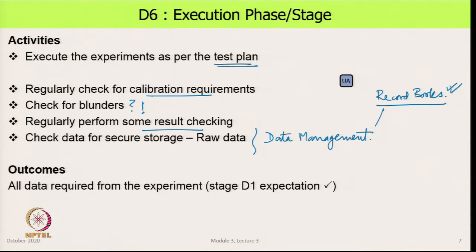So, this is a thing that I strongly recommend, that we should write everything we do in the record book. If we are going to have an electronic record book on the cloud, that is another possibility, but keep recording everything you do. The important part is we do not rely on memory.